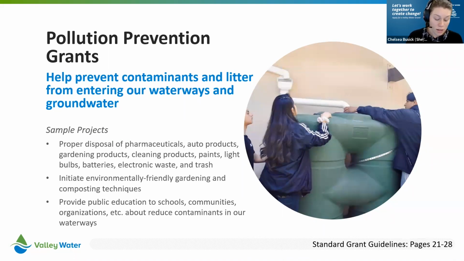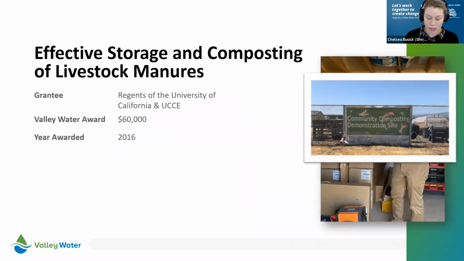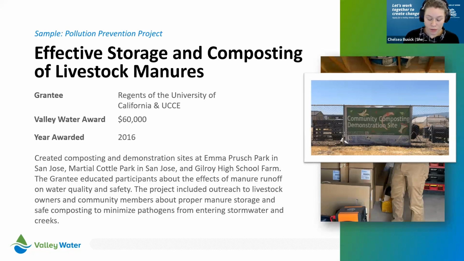Initiate environmentally friendly gardening and composting techniques to reduce use of pesticides and PFAS containing products, technical assistance to help growers protect groundwater and keep agricultural pollutants away from surface water, and partnerships with schools and community organizations to reduce litter and graffiti in our waterways. The next slide is an example of a previously awarded pollution prevention project by the Regents of the University of California for the effective storage and composting of livestock manures.